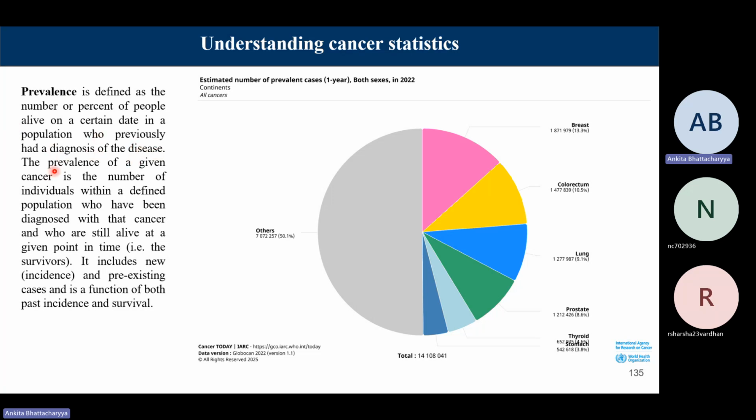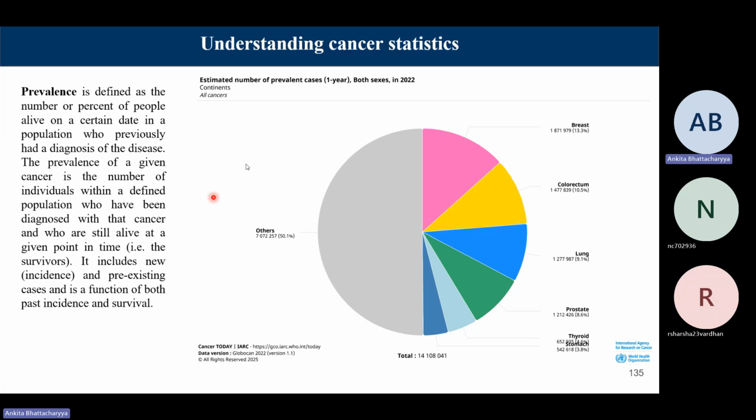So it includes the number of individuals within a defined population who have been diagnosed with that cancer and who are still alive at that particular point in time. But it includes new cases and pre-existing cases and is a function of both past incidence and survival. So it includes both types of cases. This makes it different from the term incidence. Keep in mind, incidence means a new report. Prevalence includes those who were diagnosed with cancer previously.